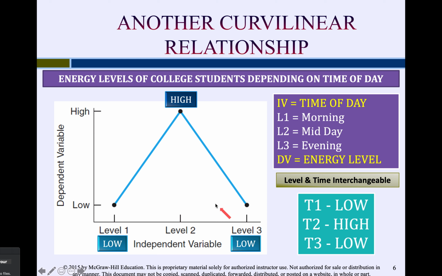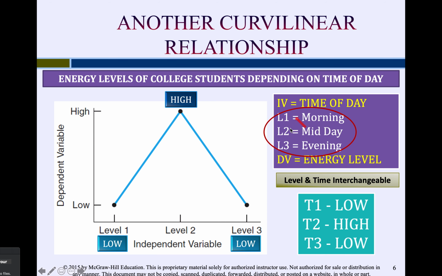So here we go again. What we see here is that in the mornings, level 1 or time 1, college students have low energy levels. In midday, level 2, college students have high energy levels. And then at level 3 or at time 3 in the evening, these are the results again, college students have low levels of energy. Now, it's very important sometimes when we have this single independent variable to break it up into multiple levels to try to find these nuanced differences.